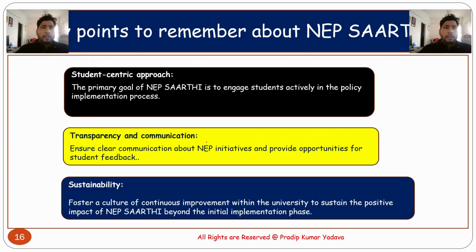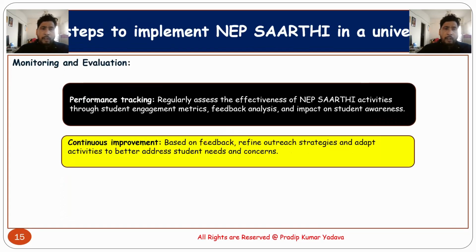What are the key points to remember about the NEP Sarthi? The primary goal of NEP Sarthi is to engage students actively in the policy implementation process, ensure clear communication about NEP initiatives, and provide opportunity for student feedback. And the third one is sustainability: foster a culture of continuous improvement within the university to sustain the positive impact of NEP Sarthi beyond the initial implementation phase. So this is all about NEP Sarthi.